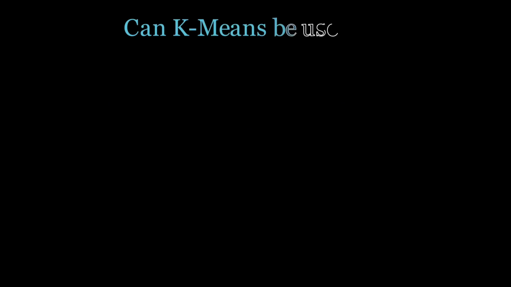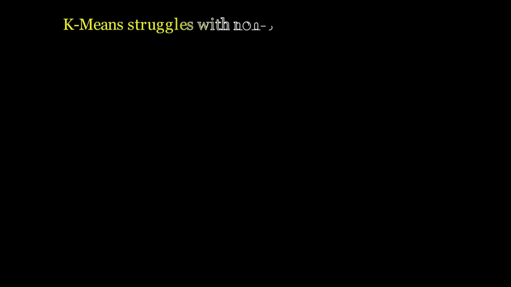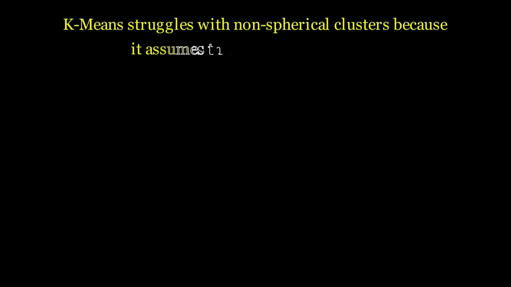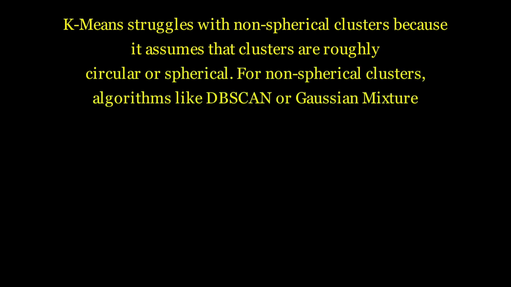Can K-means be used for non-spherical clusters? K-means struggles with non-spherical clusters because it assumes that clusters are roughly circular or spherical. For non-spherical clusters, algorithms like DBSCAN or Gaussian mixture models might perform better.